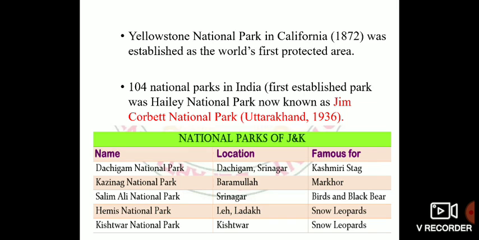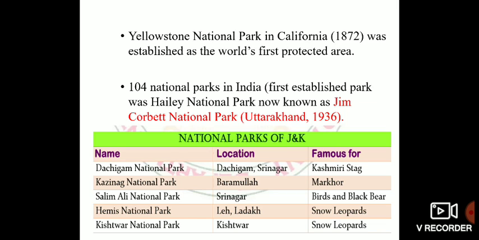Yellowstone National Park, which is located in California, was established in 1872 and is the world's first protected area. So the world's first protected area in the form of a national park was established in California in 1872.